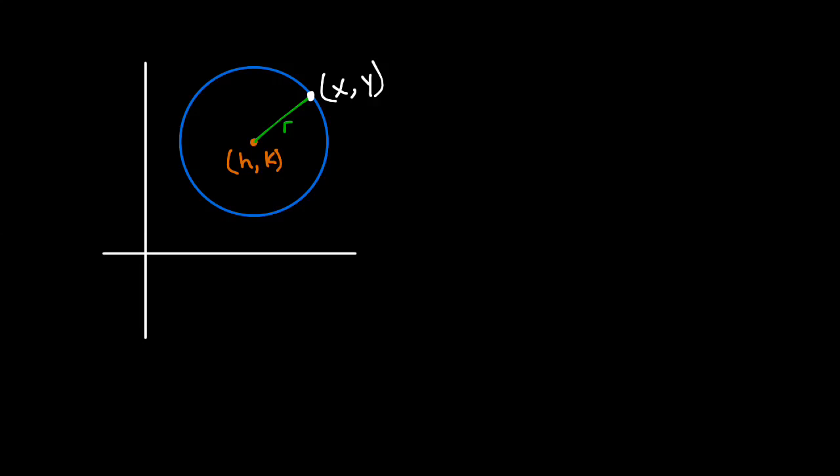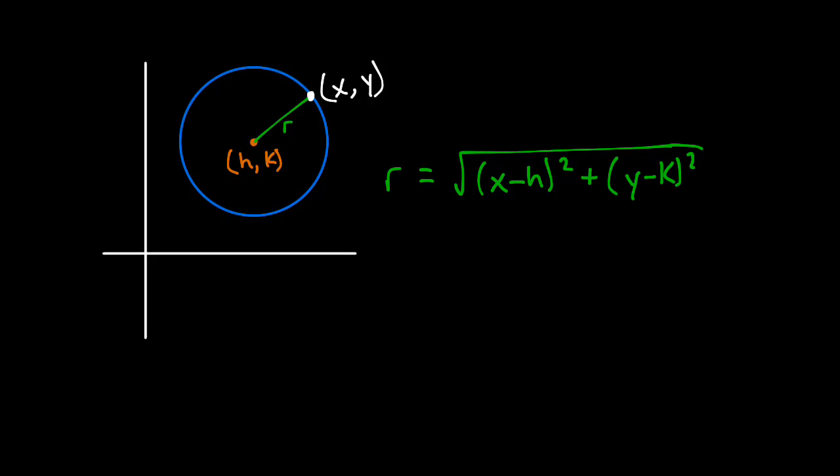So the distance is going to be r, and that's equal to the square root of, we subtract the x's, so I'm going to do (x minus h) squared, plus then the y coordinates, (y minus k) squared. And if we square both sides, we end up with r squared equals (x minus h) squared plus (y minus k) squared.